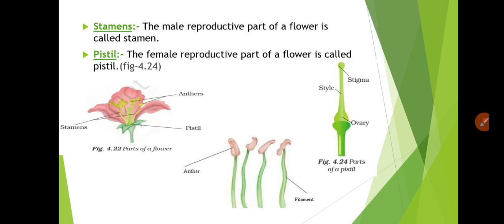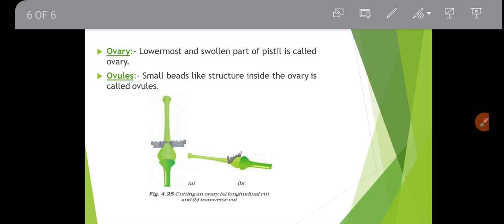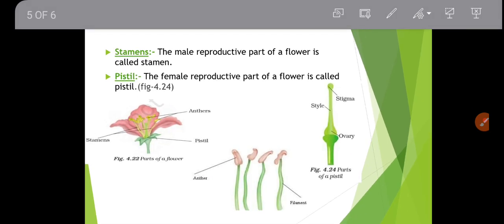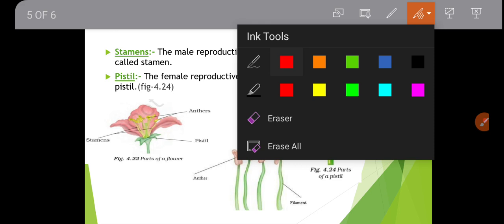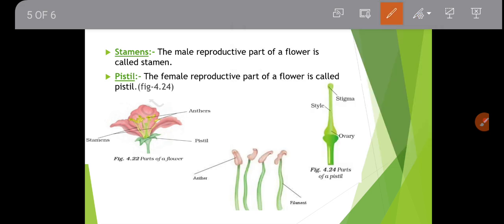What do you mean by stamens? The male reproductive part of a flower is called stamen, and the female reproductive part of a flower is called pistil. Stamen has two parts as shown in this diagram. See this diagram. Here we can see the structure of stamen, in which the above portion is a bilobed structure. Bilobed means two lobes. The bilobed structure is known as anther, and the stalk-like structure is known as the filament, right?